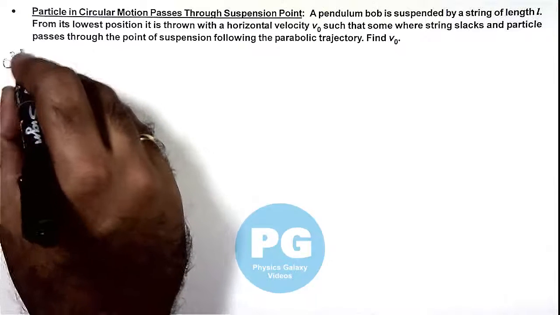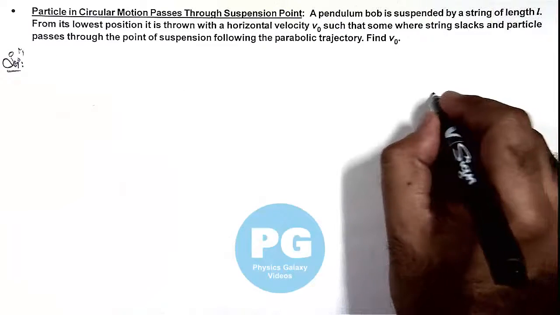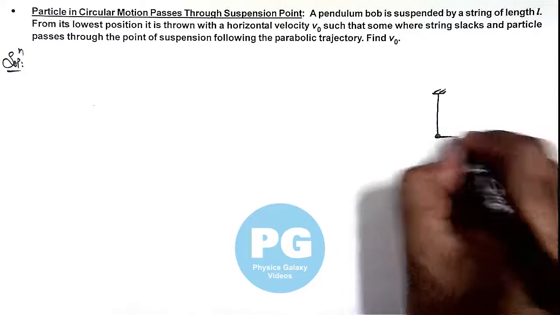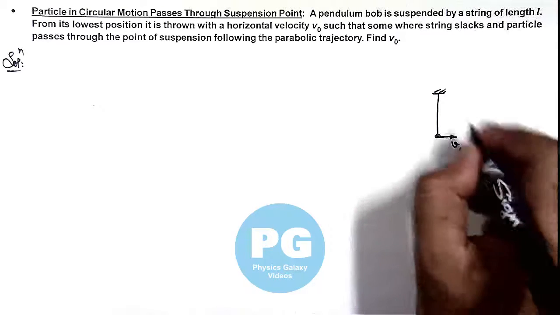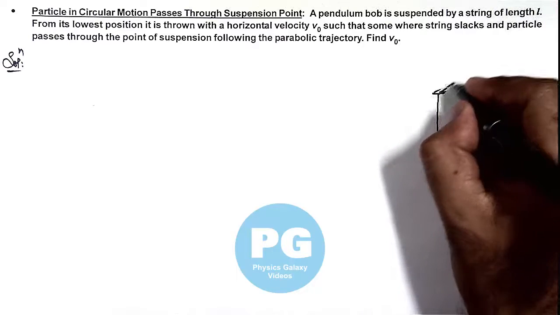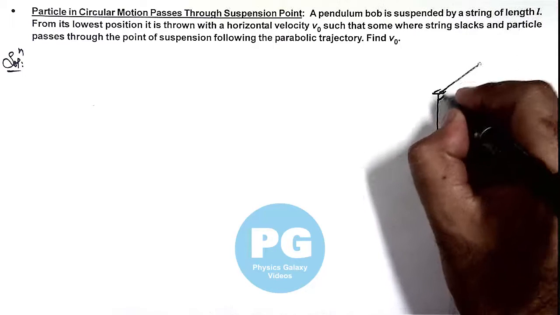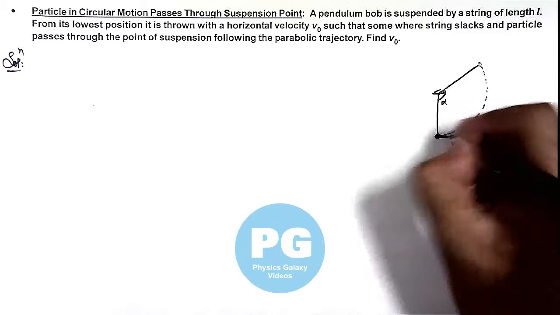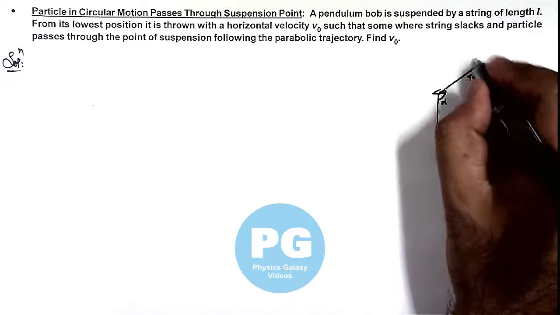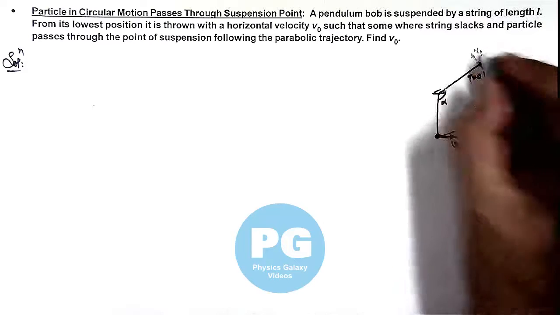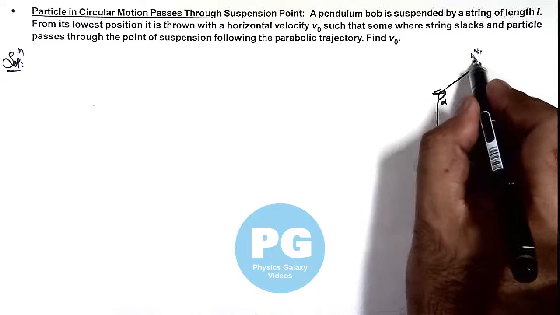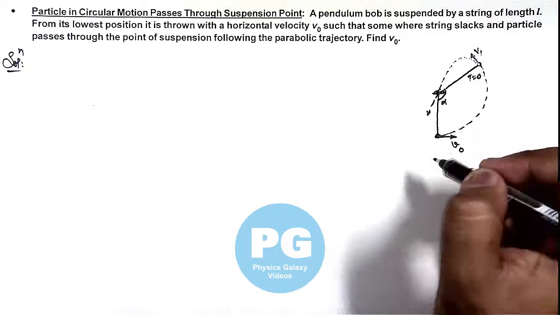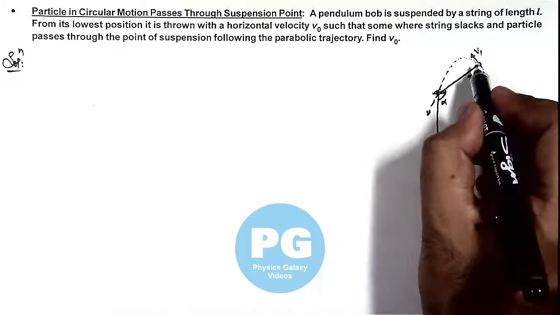Here, if we draw the situation, we can see from the bottommost point, the particle is projected with the speed v0. Somewhere, say at an angle alpha, the string slackens, and here tension becomes 0 and say it is moving with the speed v1, and then it follows a parabolic trajectory and finally passes through the point of suspension.